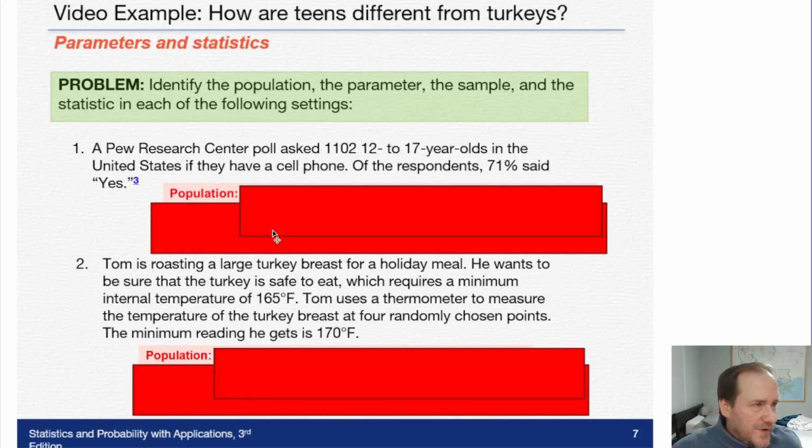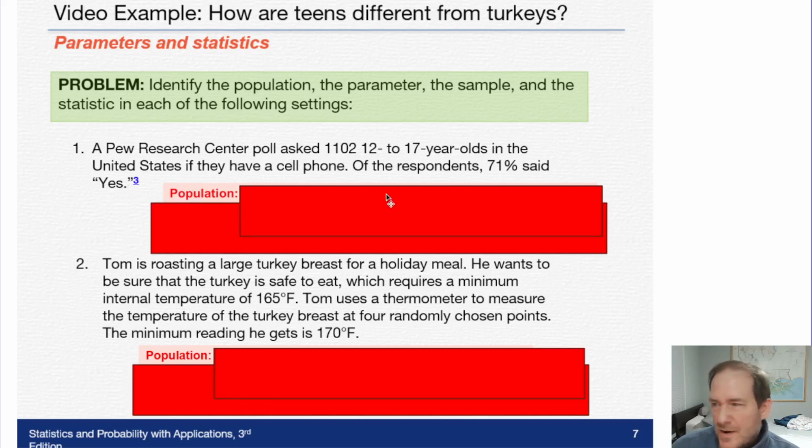So here's another problem you can try yourself. So for number one, first of all, what do you have to do? You have to do the same four things we did in the last problem, which is just identify the population in words, then identify the population parameter, then identify the sample, describing it in words, and then the sample statistic. So number one says, a Pew Research Center poll asked 1,102 12 to 17-year-olds in the United States if they have a cell phone. Of the respondents, 71% said yes.